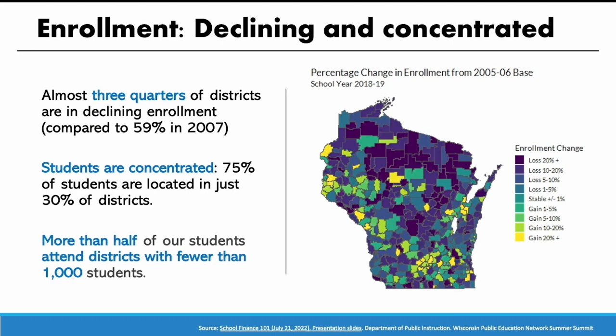By 2021-22, 3/4 of Wisconsin students are located in less than a third of the state's school districts. You might have noticed how this map bears a striking resemblance to the revenue limit map we saw earlier. The small rural districts experiencing the deepest enrollment declines are also the ones already at a financial disadvantage in being at the bottom of the revenue limit scale.